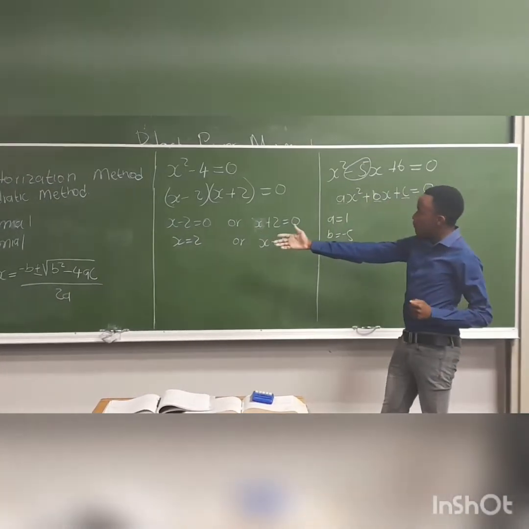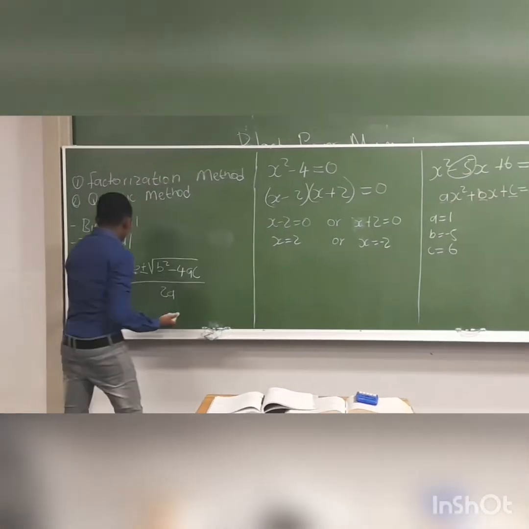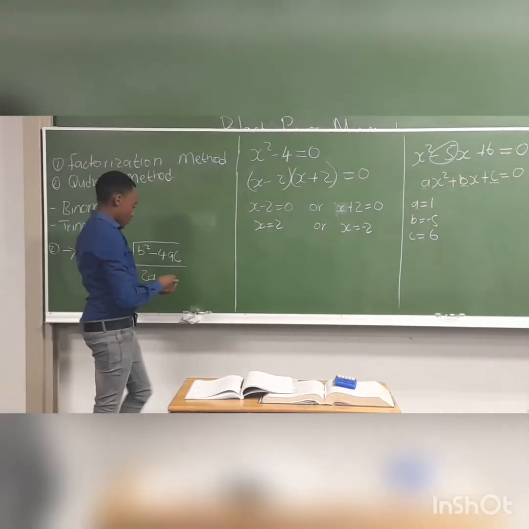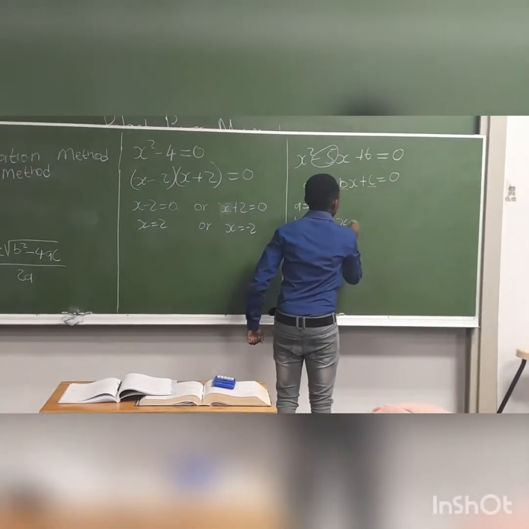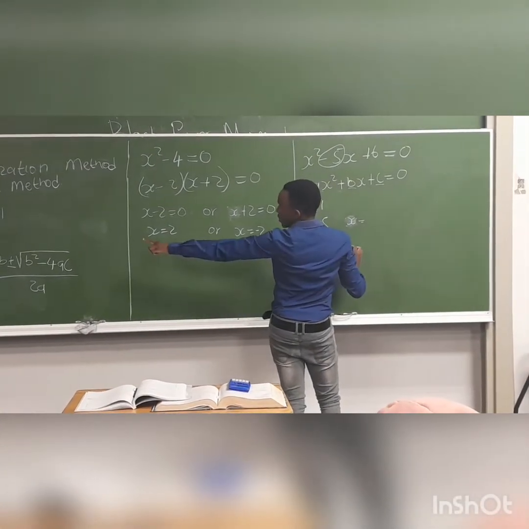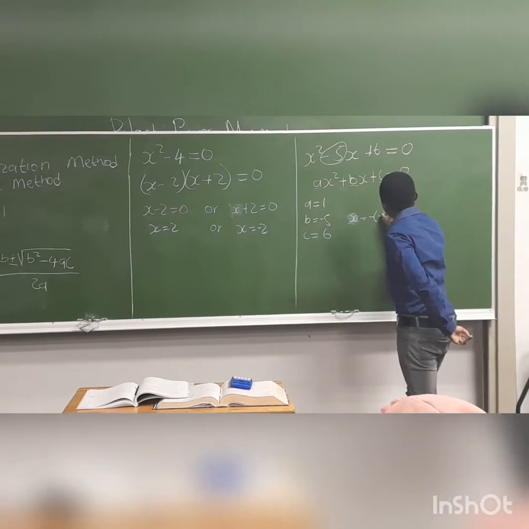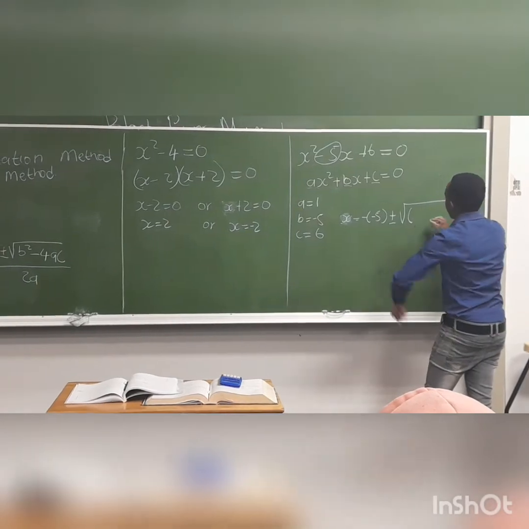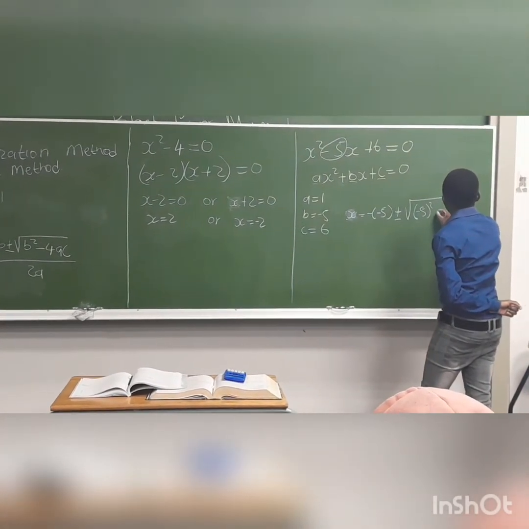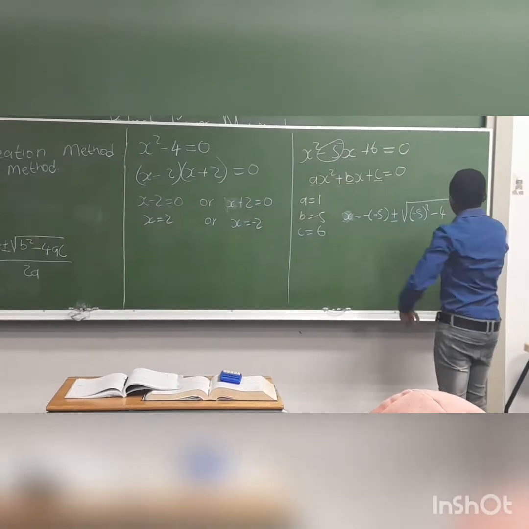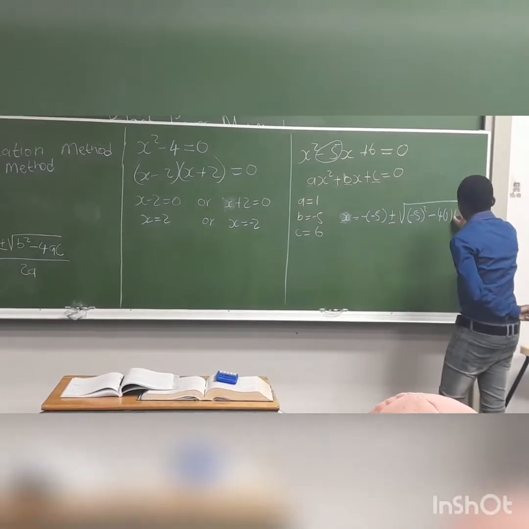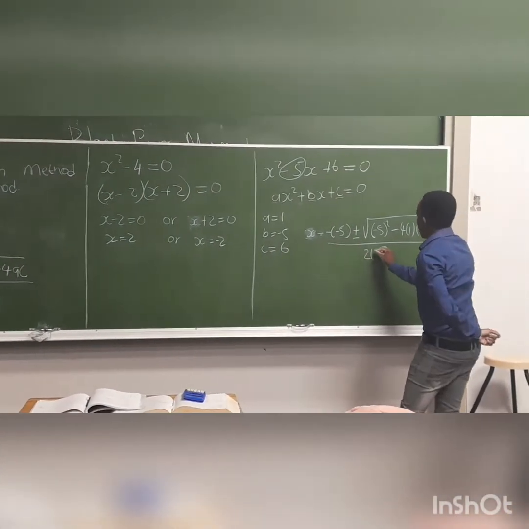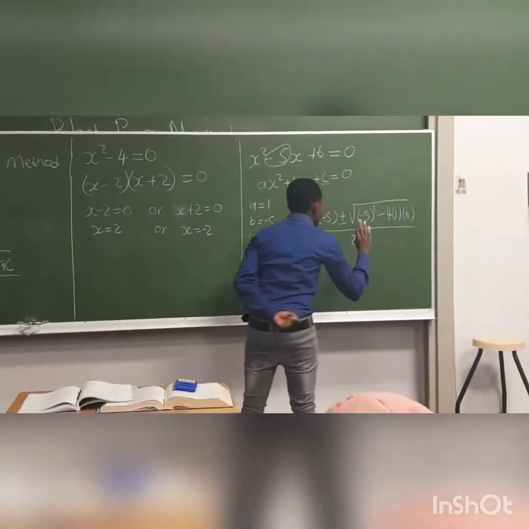Then we apply our formula, because we now know the value of a, b, and c. So we just plug in our numbers. x is equal to negative, then the value of b is negative 5, plus or minus the square root of negative 5 squared minus 4, the value of a is 1, the value of c is 6, all over 2, the value of a, which is 1.